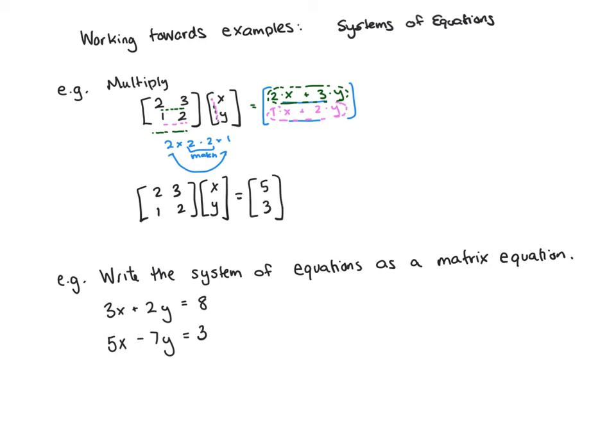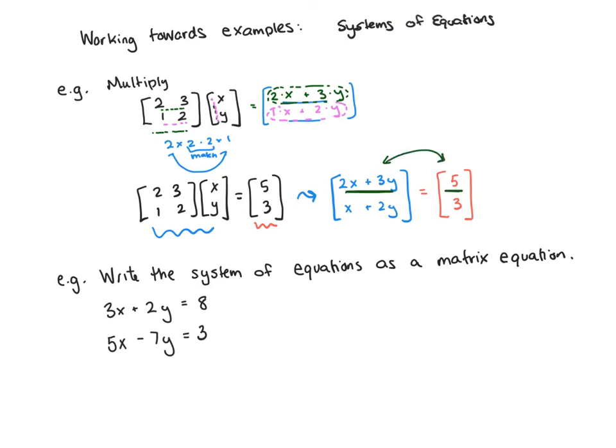So let's think about what this translates into. If we multiply these first two, I end up with 2x plus 3y, and then x plus 2y, and that would equal that 5, 3. Now, if we go all the way back to when we were talking about matrices, we said the only way two matrices can be equal is if the corresponding entries are equal. So I would have to have that first entry equal 5 and the second entry equal 3. So this only works if 2x plus 3y equals 5 and x plus 2y equals 3.